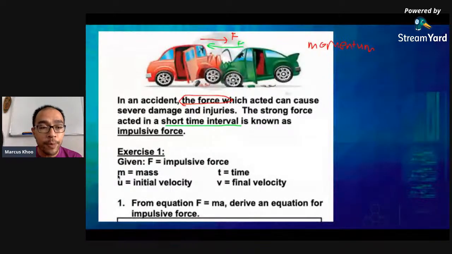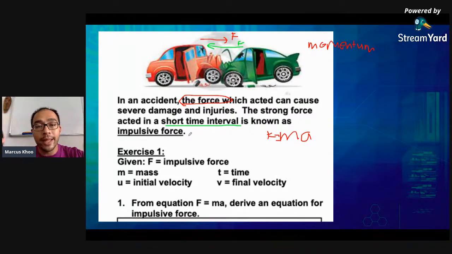So far, before this, we've always been talking about force as in F equals ma. Force equals mass times acceleration. This is from Newton's second law. But what if we have a very big force that acts in a very short time interval?